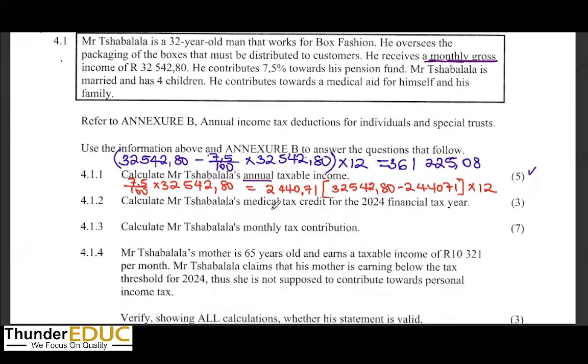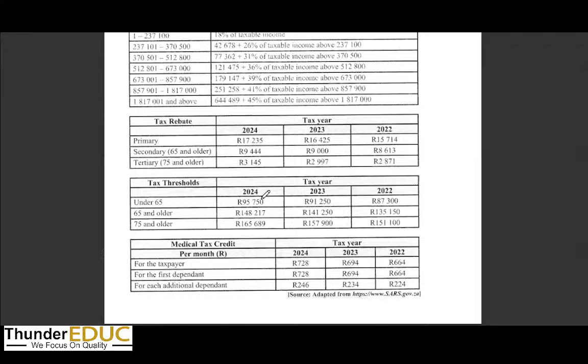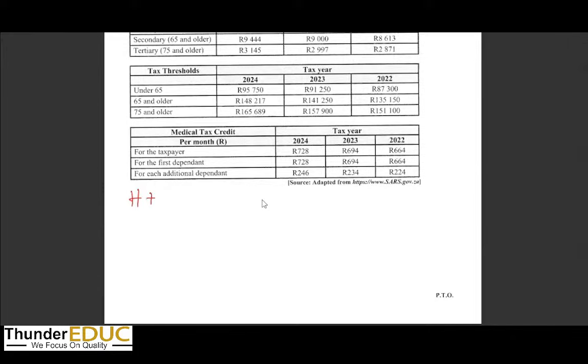Okay. Calculate Mr. Shabalala's medical tax credits for 2024. Now, when it comes to medical tax credits, we are going to use the number of people that we know here in the family. How many are they? Remember, they say he's married, so husband and wife, and the four children. So, all in all, they are six people. So let's go and check on the medical aid here. We are saying there are six people, husband and wife, and the four children. These are six. So we say the first two people will share the same amount from here. Medical aid, so 728. The other people who are remaining, we consider them to be additional dependents, and each has to pay this much.